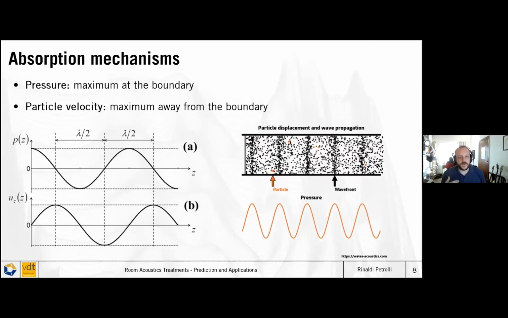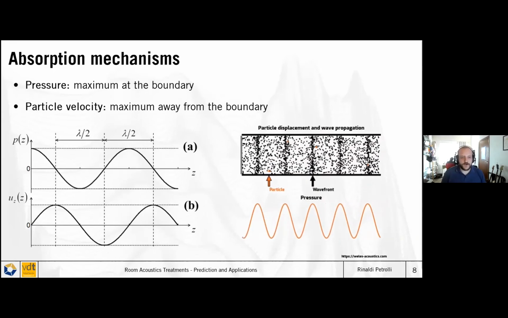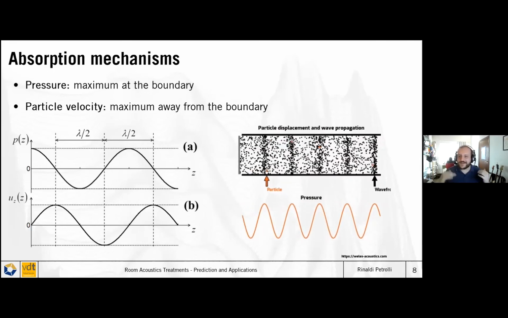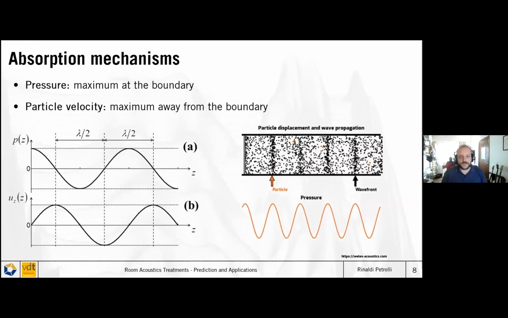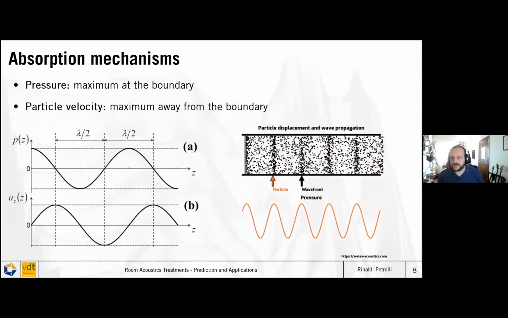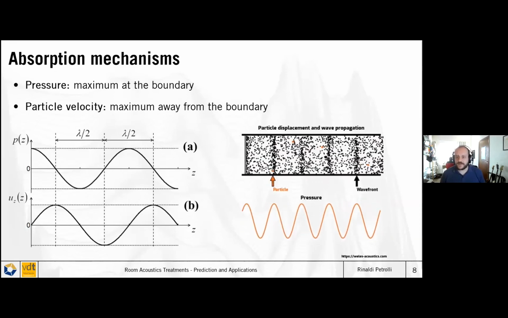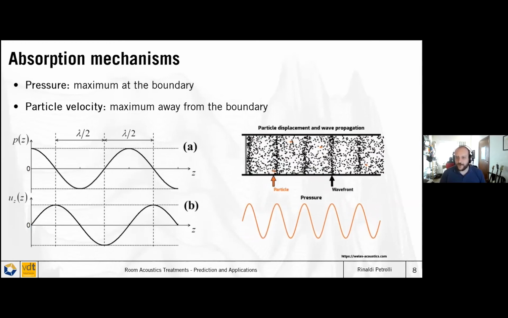And whenever we go into the particle velocity area, which is more focused on the mid to high frequencies, that's where we start to see ceiling clouds and things that are hung away from the boundary. The reason for that is because particle velocity is maximum away from the boundary, so they work their best at that position. And this doesn't mean that placing a porous material on the wall won't do anything.